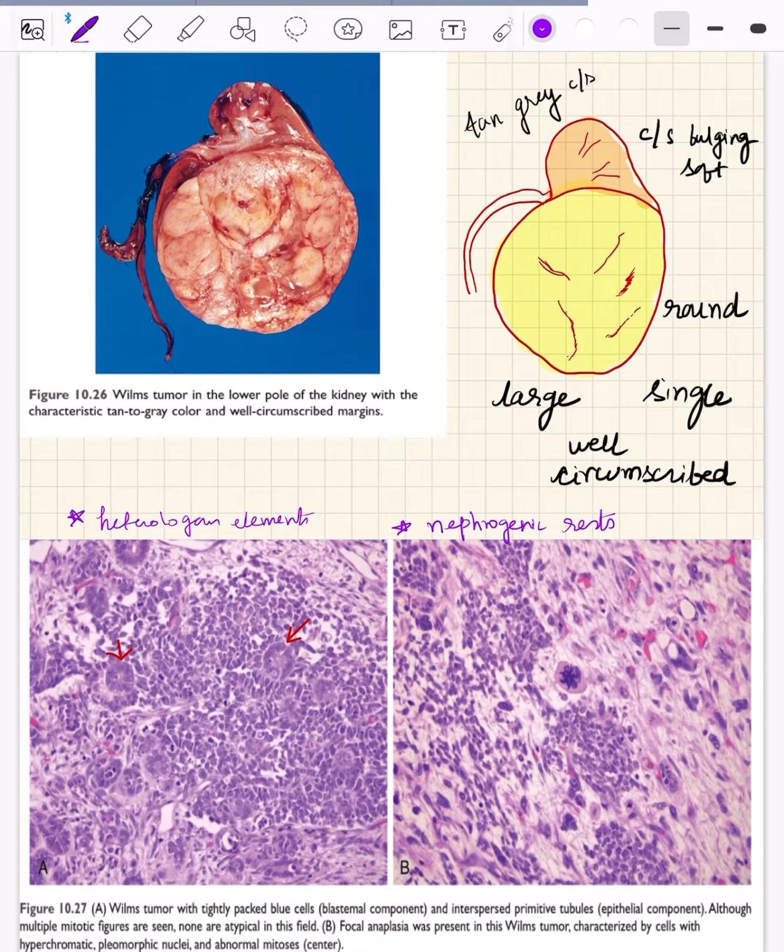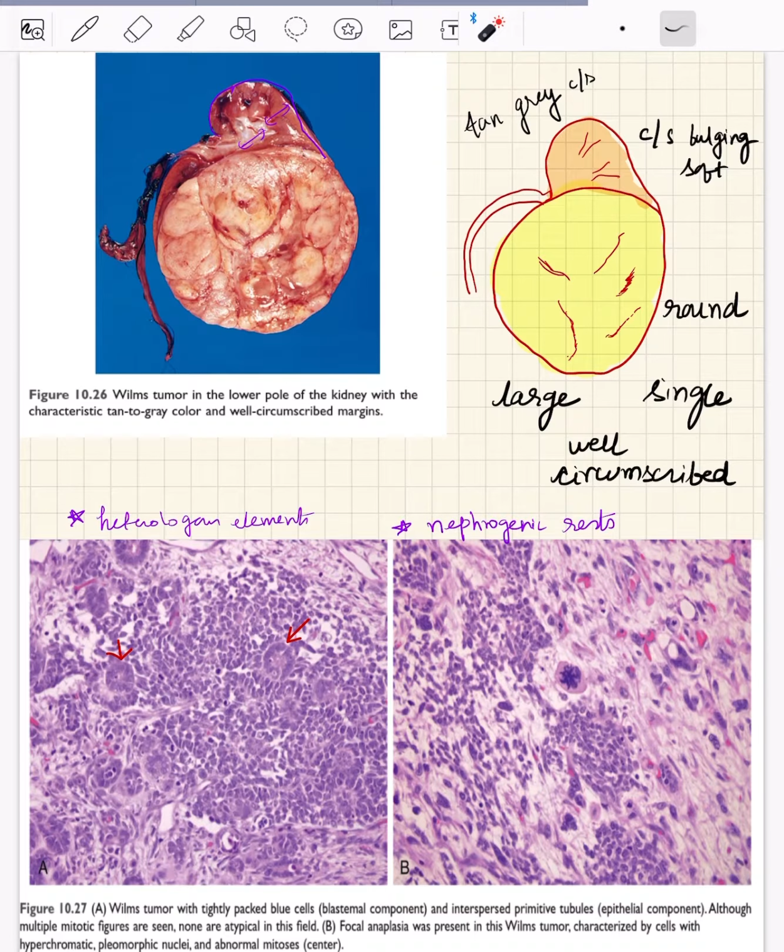So there is a tumor in the kidney. This is the kidney, this is the cortex part and medulla, and here you can see that the kidney is replaced by this mass, which is grossly having an appearance of a soft tumor. So we will try to understand the gross morphology with this image.